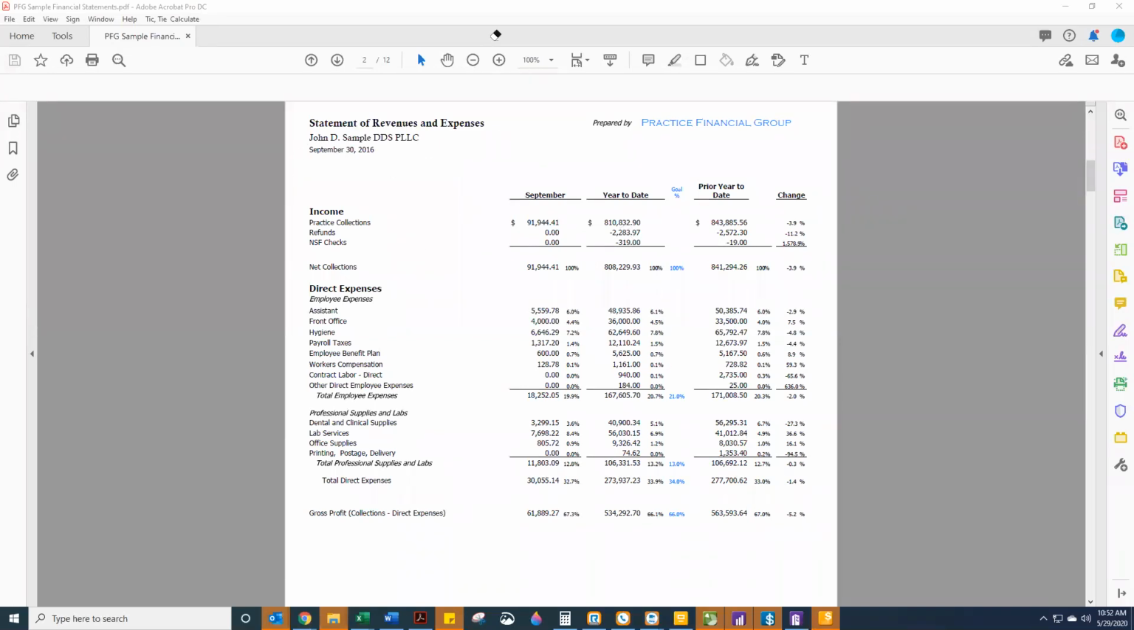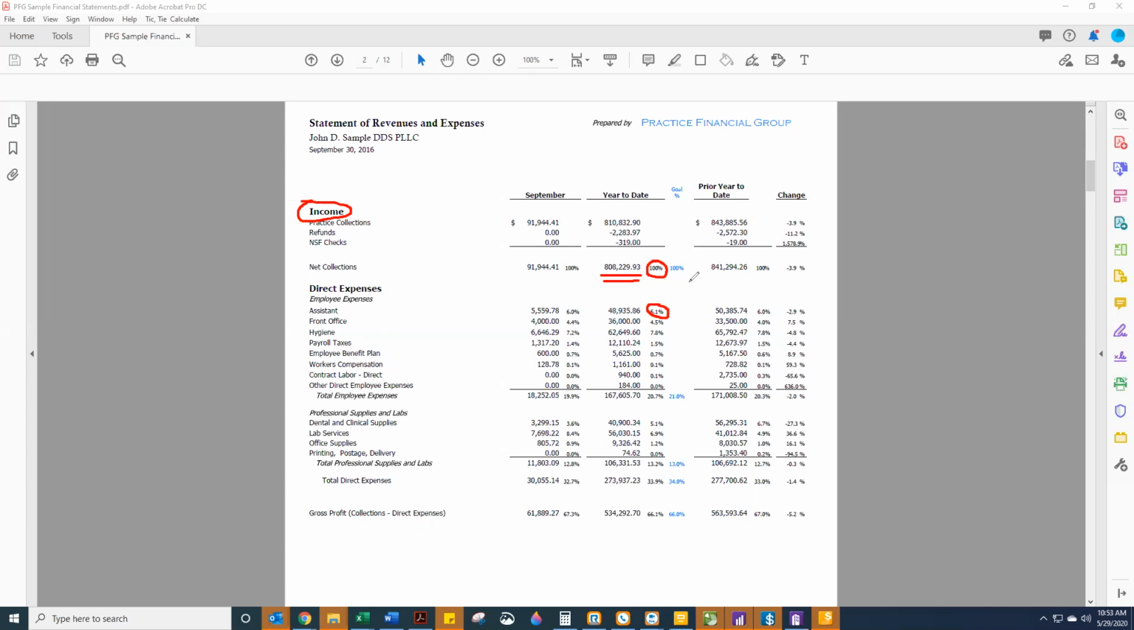So the first thing you can see here that we break out is the income. Okay? These are your practice collections. Not a whole lot for you to review necessarily on this number each month, but it's very important because based off of this number, all of your expenses down here are a percentage of this net collections number. And that'll be important as we go through and look at these different categories of expenses.